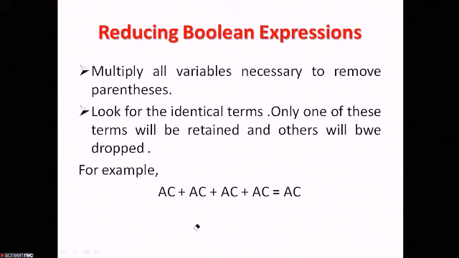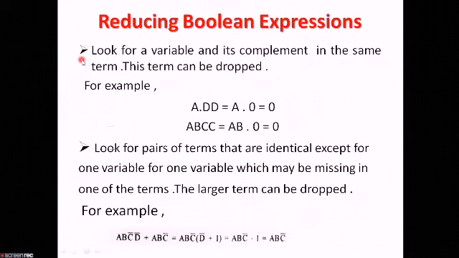Next step is to look for a variable and its complement in the same term; this term can be dropped. Now, for example, look here. Suppose there is a bar here. A dot d into d bar will be equal to a dot 0. Why? Because this term is nothing but 0. So a dot 0 will be equal to 0.